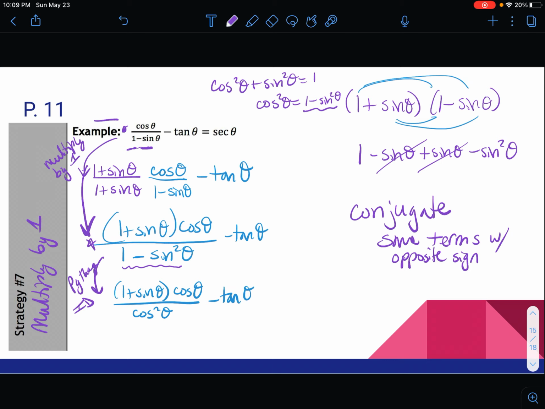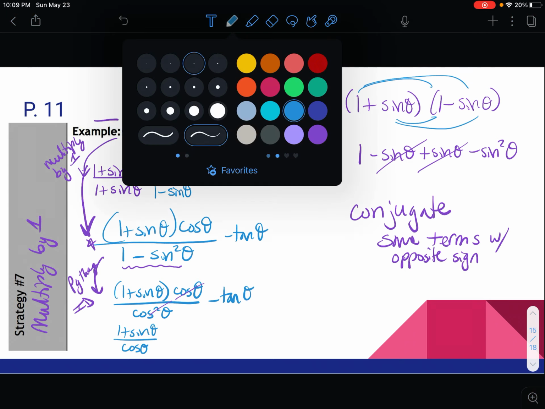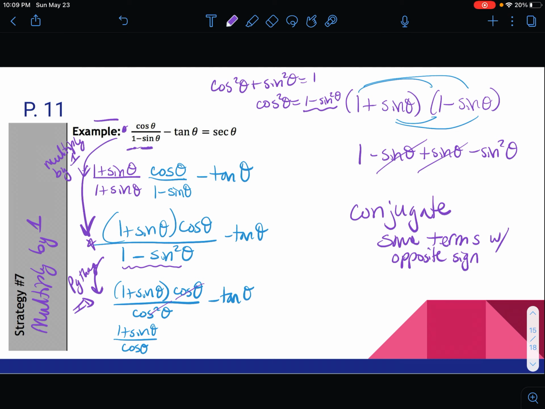Okay, from here we can do some reducing. Let's see here. We can cancel out 1 and 1 there. So we would have 1 plus sine theta over cosine theta. And I forgot the minus tangent. Oopsies. So we can say reduce or make ones. And let me get that tangent back where it was, minus tan theta.